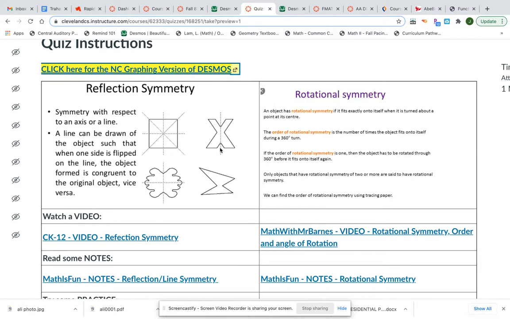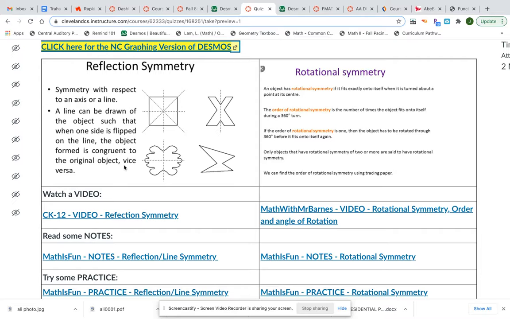Here is an X, and you can see this right side will flip right onto, fold perfectly, map onto the left side, or vice versa. So it says here that a line can be drawn on the object such that when one side is flipped on the line, the object is congruent to the original object, vice versa.